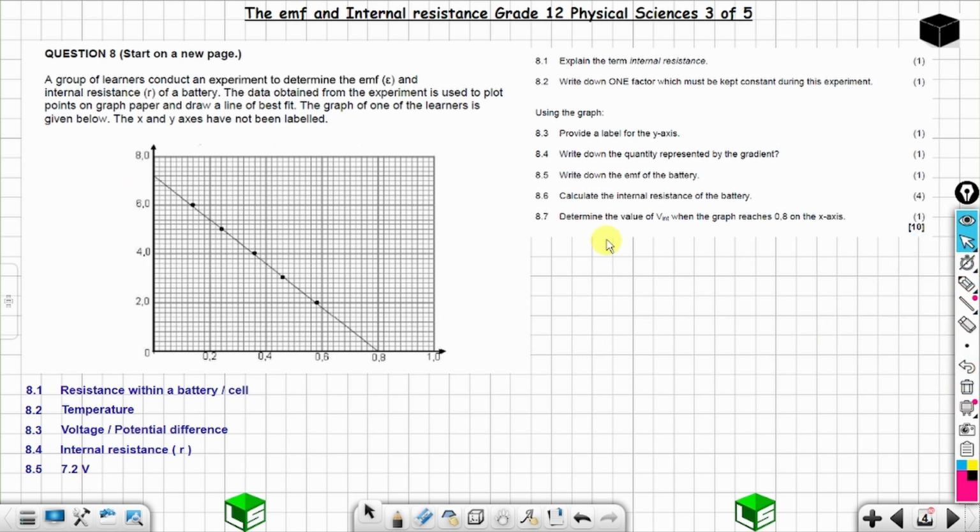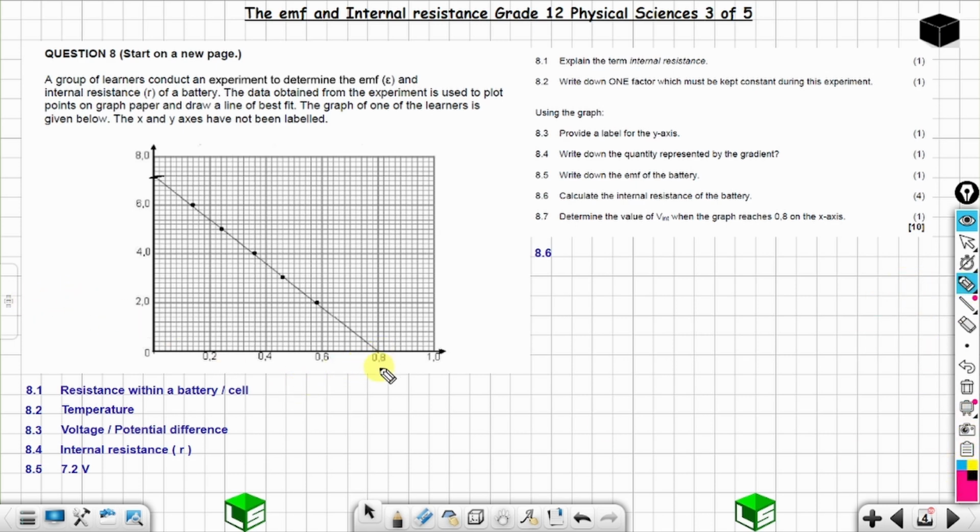Now question 8.6, calculate the internal resistance of the battery. The gradient of this graph will give you the internal resistance. So you can calculate the internal resistance using any 2 points on the graph. You can use this point and this point. Use the coordinates.